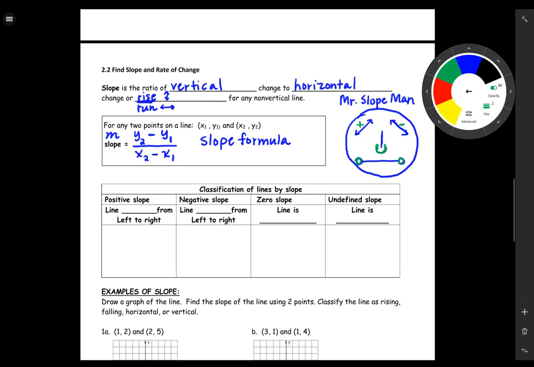So now that we know what Mr. Slope Man's face looks like, we can go ahead and classify the lines by slope. So a positive slope, the line rises from left to right. And I showed you that. Left to right, it goes up, the line rises. A line that falls from left to right would be a negative slope. So here's the left side, right side. And then a zero slope, the line is horizontal. So think of the horizon.